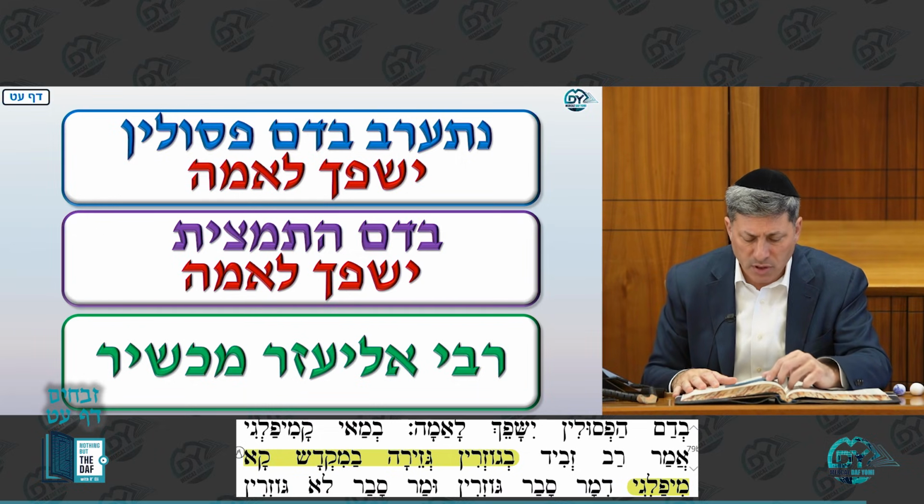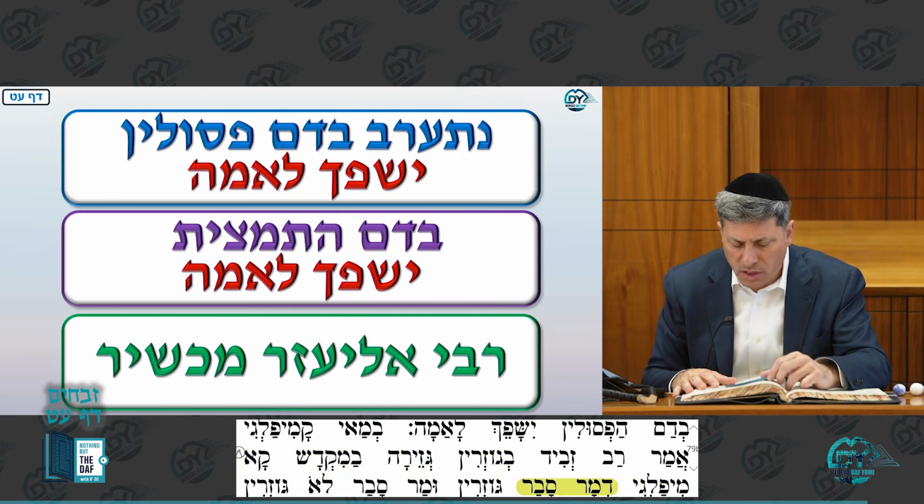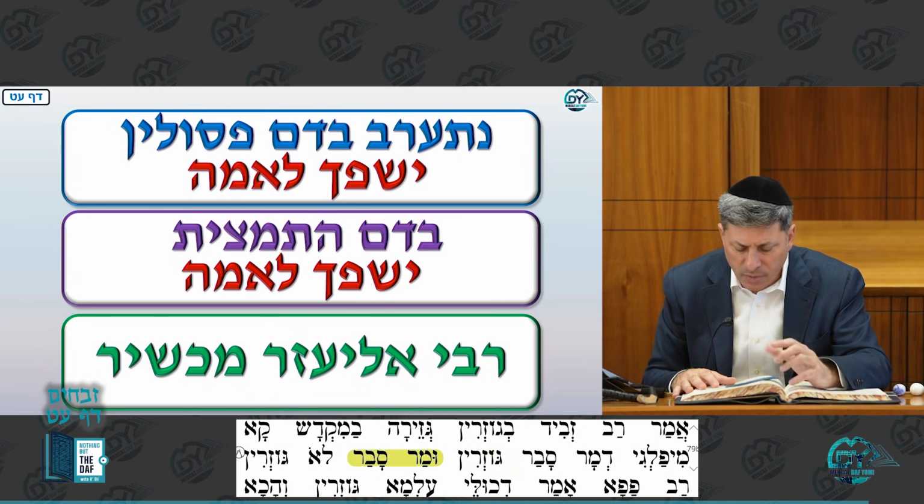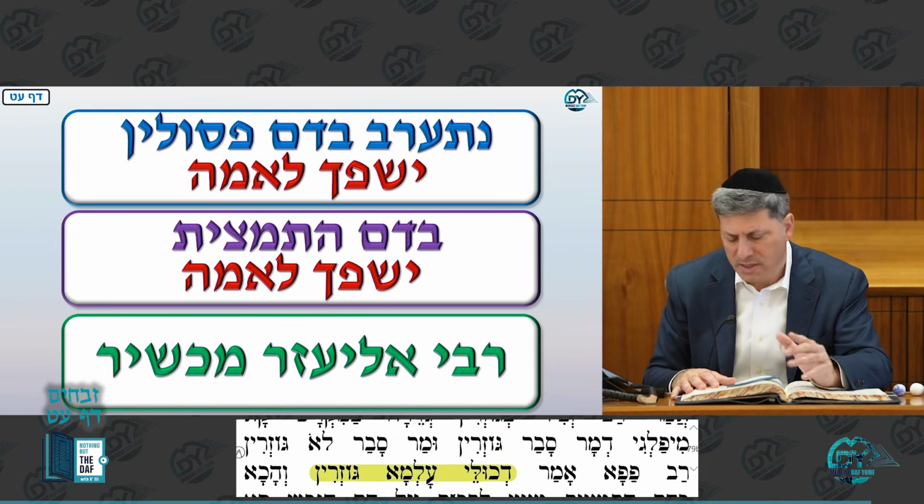Do I do a gzeira in the Beis HaMikdash or not? The Mar Sovar Goizrim, Mar Sovar Lo Goizrim. Tanakama say you have to make a gzeira, and Rebbe Lezer says no gzeira. Of course, everybody holds you make gzeiras in the Beis HaMikdash.